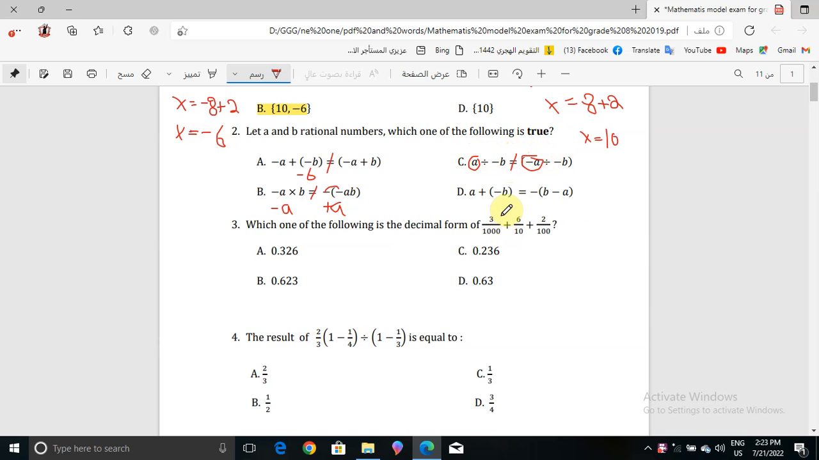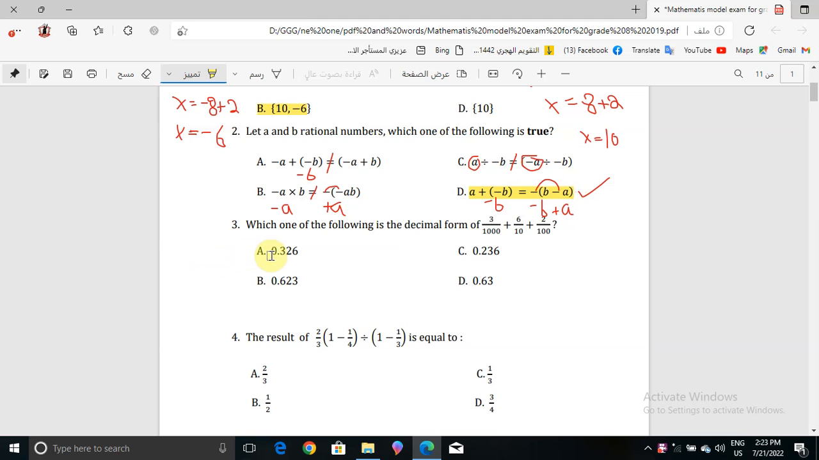Now the only choice that's left is choice D, that we have A positive, in bracket, negative B is equal to negative, in bracket, B minus A. Now if we make positive A and negative B, it will be negative B, because positive times negative will be negative. Then on the other side we also have negative B, and when we make negative times negative, it will be positive A. So on both sides we have positive A and positive A, negative B and negative B, so they are equal. The correct answer for question number 2 is choice D.